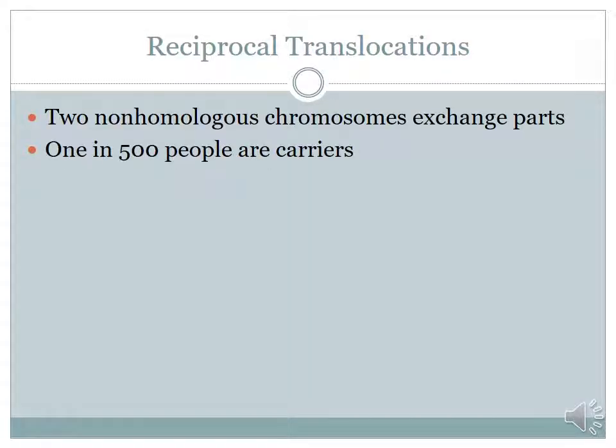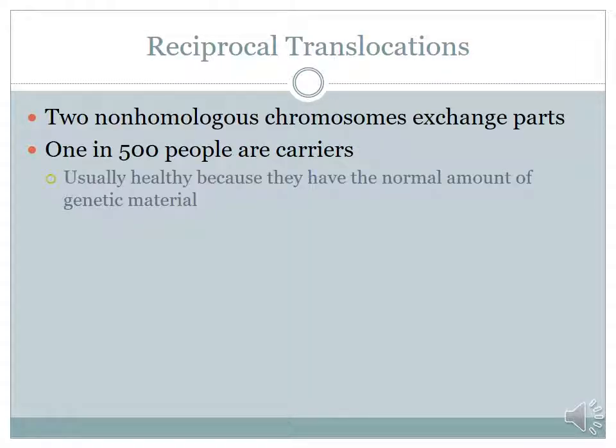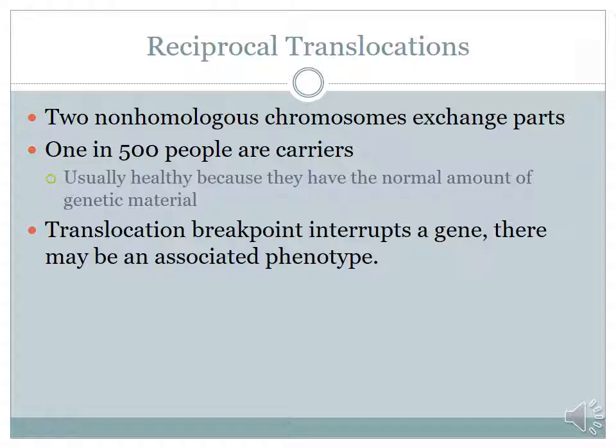In reciprocal translocations, two non-homologous chromosomes exchange parts. 1 in 500 people are carriers, usually healthy because they have a normal amount of the genetic material. The translocation breakpoint interrupts a gene, and there may be an associated phenotype.